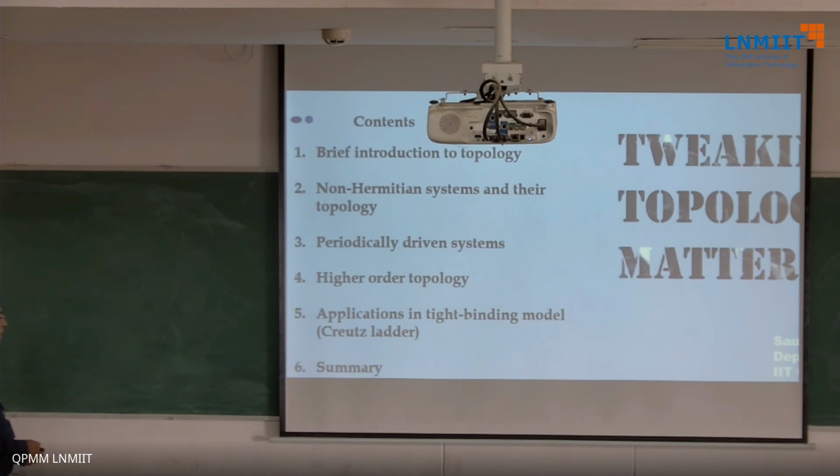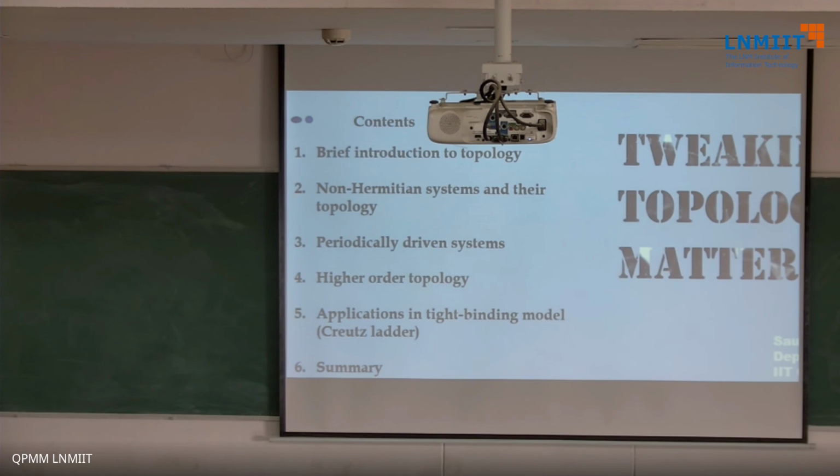And one of the things that I've chosen is a ladder compound. It's called a Creutz ladder, and there's a reason behind choosing that. There are a lot of other things that we have done along these lines, but I'll not talk about that, and there'll be a short summary.